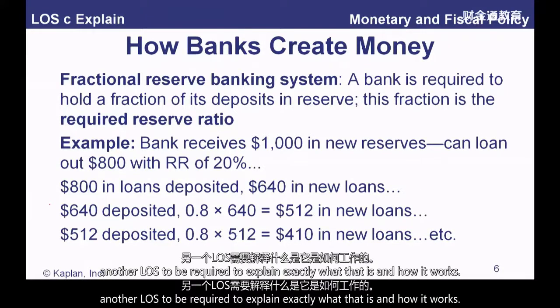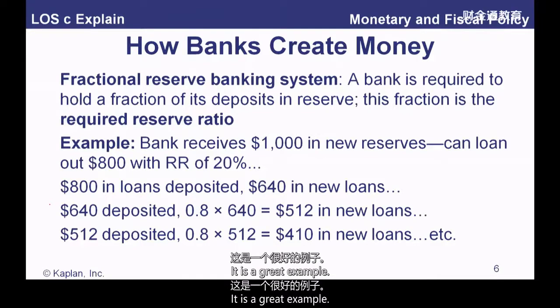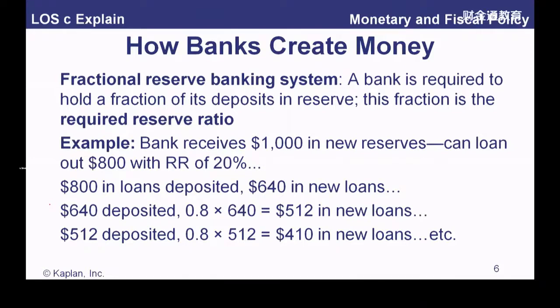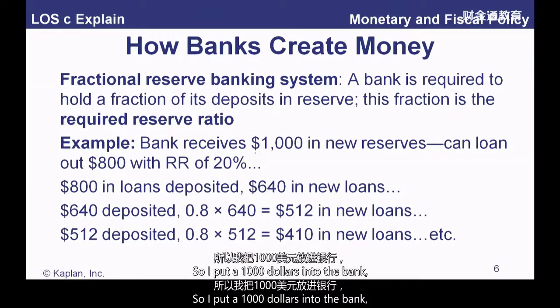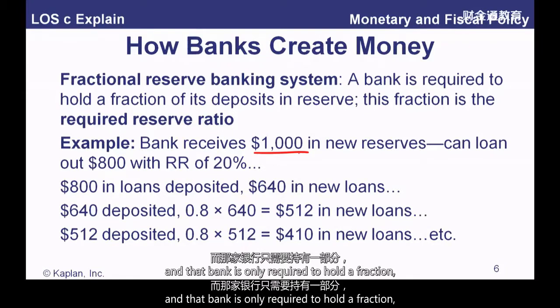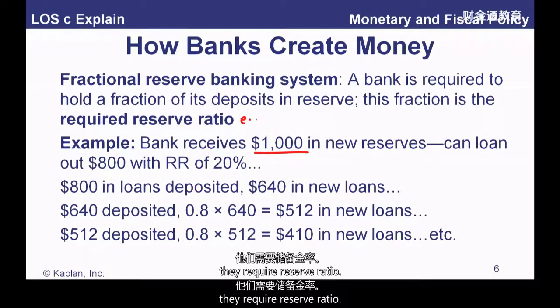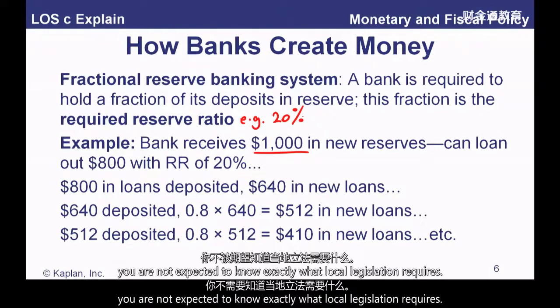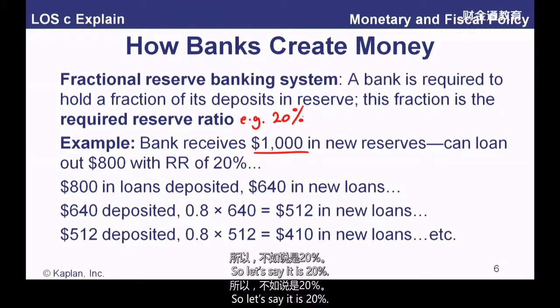It's another LOS to be required to explain exactly what that is and how it works. Here's a great example. The idea is this. Each bank is required to only hold a fraction of its deposits in reserve. So I put $1,000 into the bank, and that bank is only required to hold a fraction, the required reserve ratio. For example, 20%. And these are just examples. It's a global exam, so you're not expected to know exactly what local legislation requires. So let's just say it's 20%.